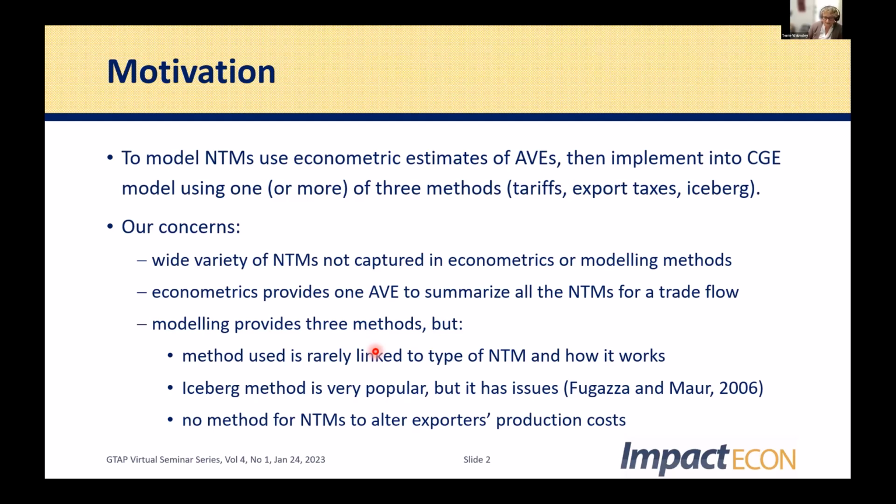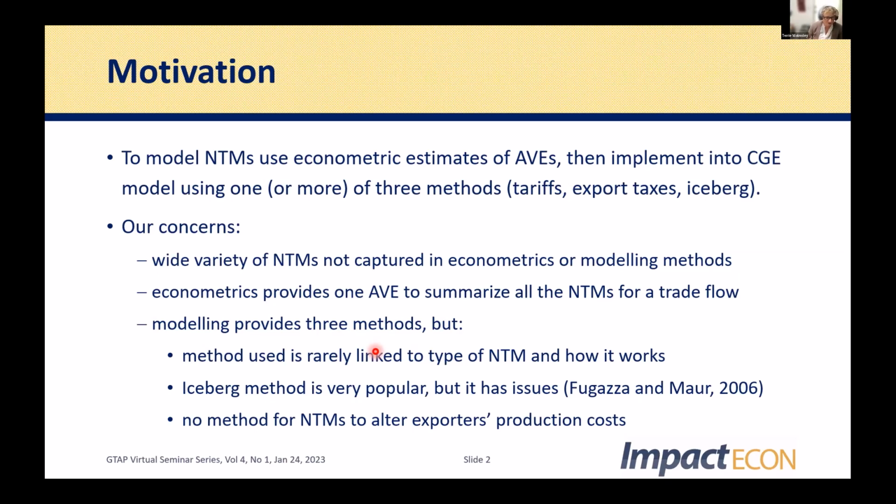The econometrics, there was a little bit at the time, but basically they just provided one AVE estimate, which summarized all the NTMs for a trade flow. I was quite pleased to see in Alex's work, he actually does two NTMs, one on the technical barriers and one on the non-technical barriers. But when we wrote this paper, it was definitely just one NTM, which captured everything. So that was one of the big problems. And even on the modeling side, even though we have three methods, it's very hard to attach them to a type of NTM if you don't have estimates.